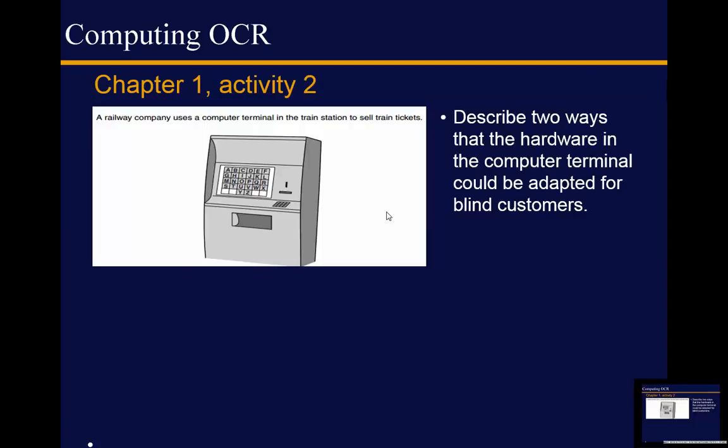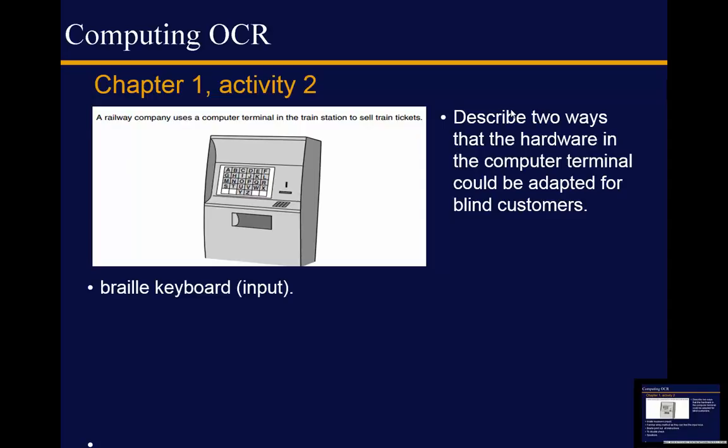Now the second activity or second question that I've taken from an exam paper is looking at a computer terminal in the train station, and it's used to sell tickets. Now what you've got to think about is what can we do to adapt this terminal so it's adapted for blind users. So pause the video again, think about a couple of things you can do to adapt this.